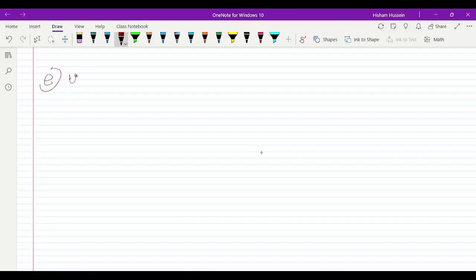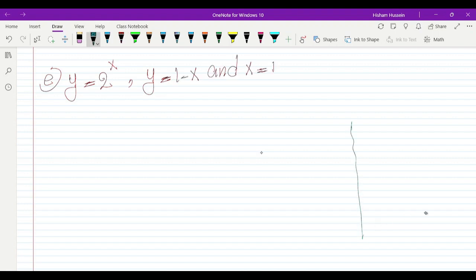Next, find the area bounded by the curves y equals 2 to the power x, exponential function, y equals 1 minus x, and x equals 1. To sketch this region, y equals 2 to the power x, and take care that here we have an intersection at the y-axis at x equals 0, y equals 1. Now going to sketch y equals 1 minus x. At x equals 0, y equals 1, the same intersection point, and at y equals 0, x equals 1. And at the end, x equals 1.